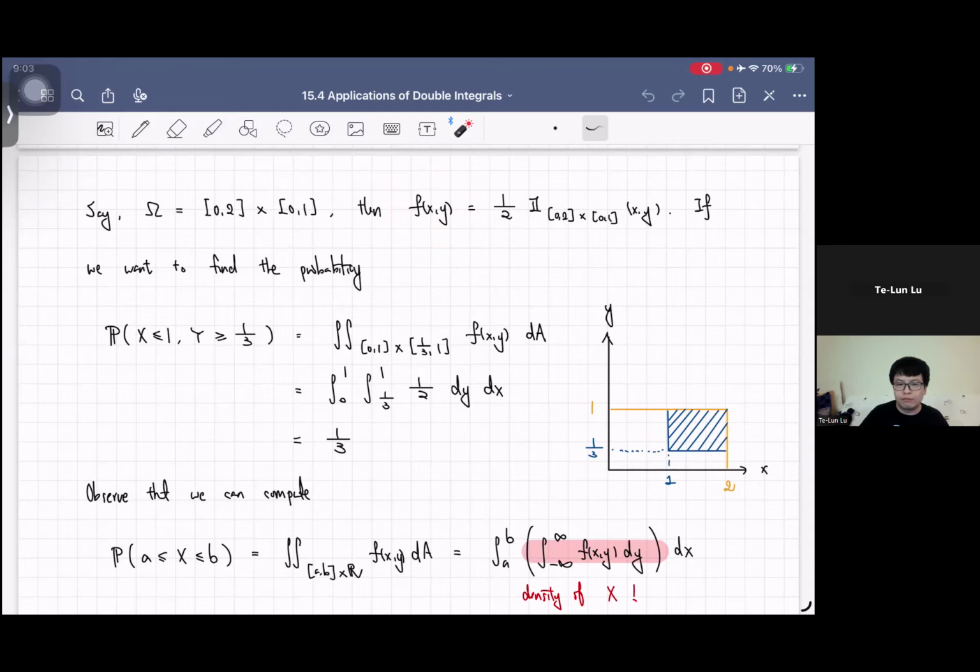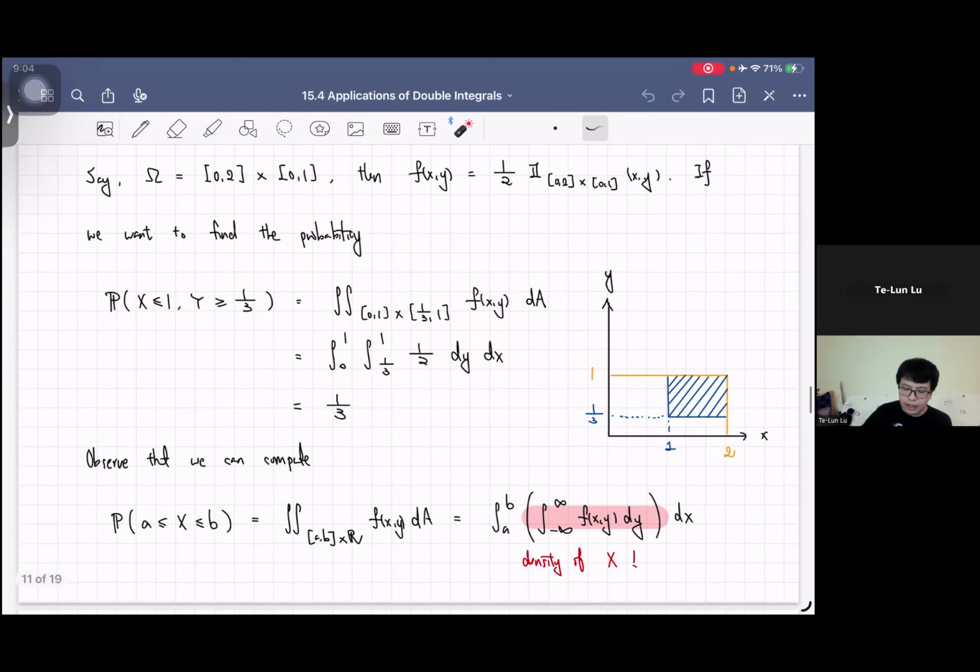Okay, so let us do a very simple example. What is the probability that the first coordinate is less than or equal to 1, and the second coordinate is larger than or equal to 1/3? The first coordinate being less than or equal to 1 basically means that x has to be within 0 and 1, right? And the second coordinate being larger than or equal to 1/3 simply means that y has to be within 1/3 and 1. And we know that f of xy simply has value half within this domain. So you have half, and you integrate y from 1/3 to 1, x from 0 to 1, and that is 1/3. It basically means that this blue area is 1/3 of the area of the whole thing.